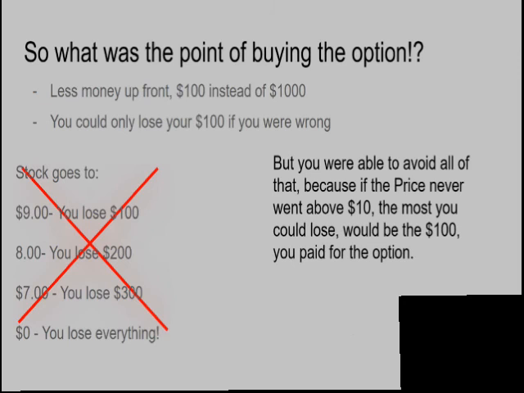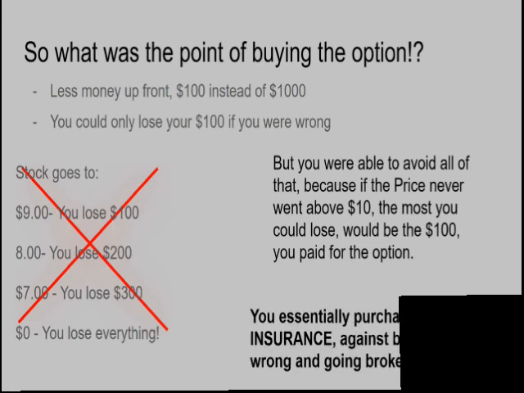All right? So, you essentially purchased insurance against you being wrong and going broke. Any of these things right here on the corner could have happened to you. But they didn't. And had the stock gone to $8, you wouldn't have lost $200, because you only paid $100 for the option. The option's worthless now. You just walk away. You don't have to do anything with it. It disappears from your account.